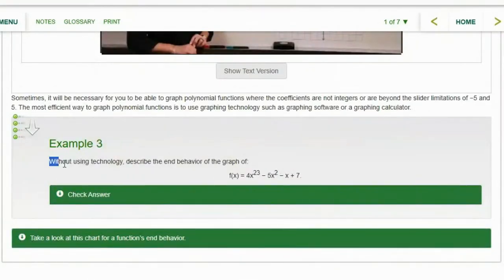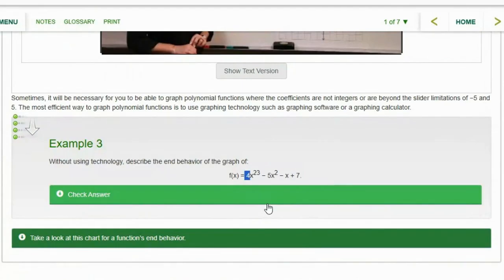It says, without using technology, so without graphing at all, describe the end behavior. All we have to know is this is x to the 23rd, and it's a plus 4 coefficient. So what is the end behavior of this graph going to be? Think about that real quick. 4x to the 23rd. 23rd is an odd number. So that means one end's going to be up and one end's going to be down. What's the coefficient? It's a positive number. It's a plus 4. So that means the left side of our graph is going to be pointing downward and the right side is going to be pointing upward.